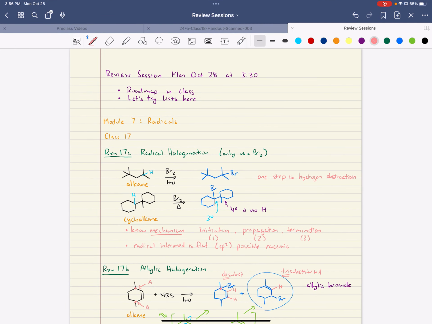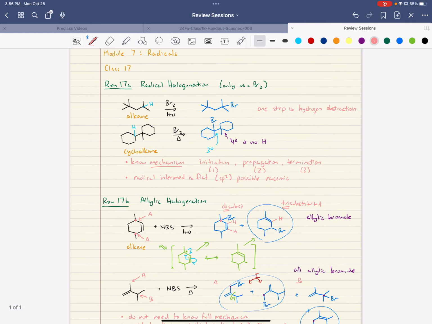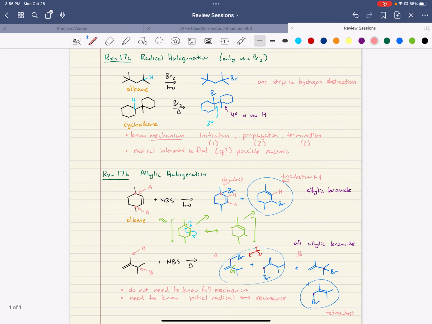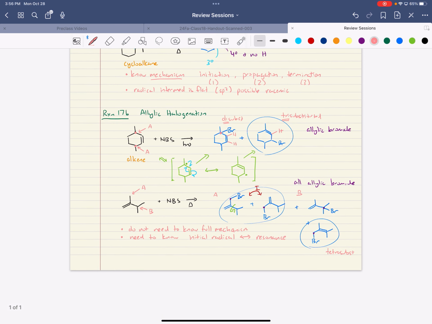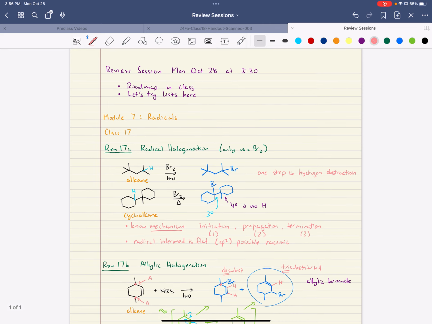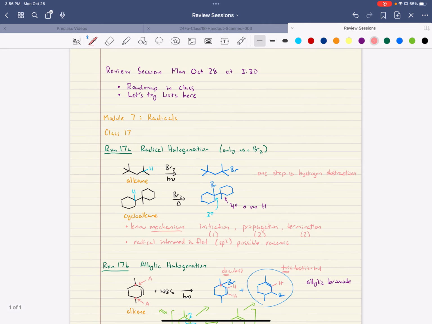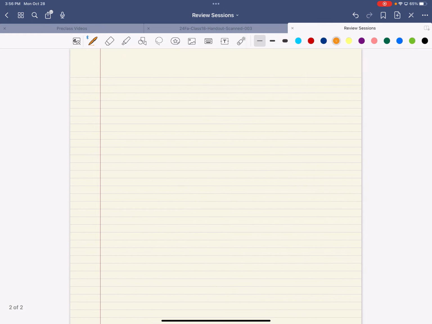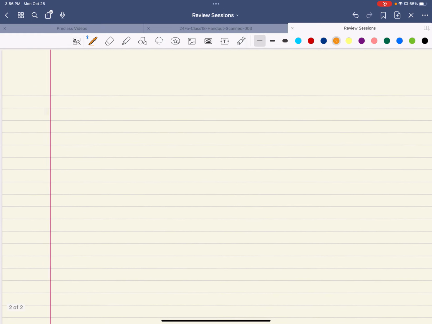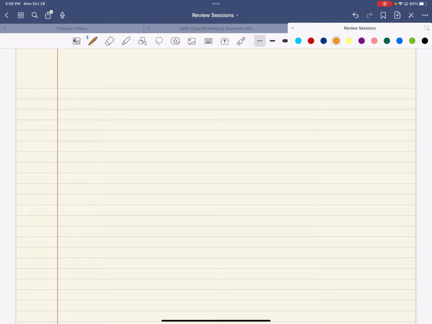We just got done summarizing class 17, and we have our two reactions here, reaction 17A and 17B. The second class in module 7 is class 18. I just want to try to memorize my color coding. Okay, I think I got it. Class 18, still module 7.